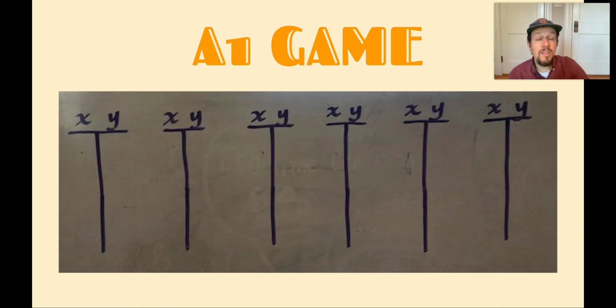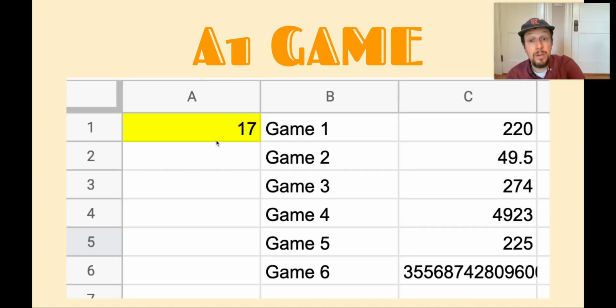And what's going to take place in the game is I'm going to give you a value. So for instance, in A1, I might put the value 17. Now, this number 17 is going to correspond with the x values in all 6 of the tables. So this is a terrible number. You wouldn't want to write this down. It doesn't help you at all in the game.